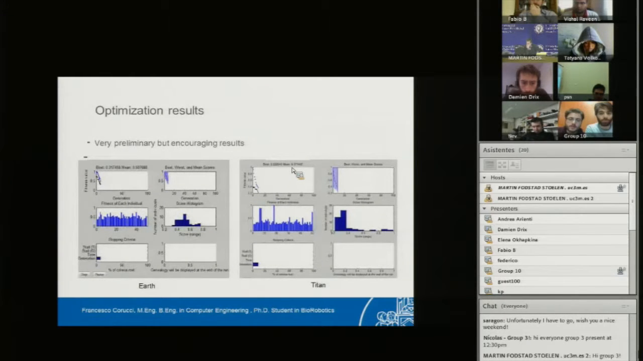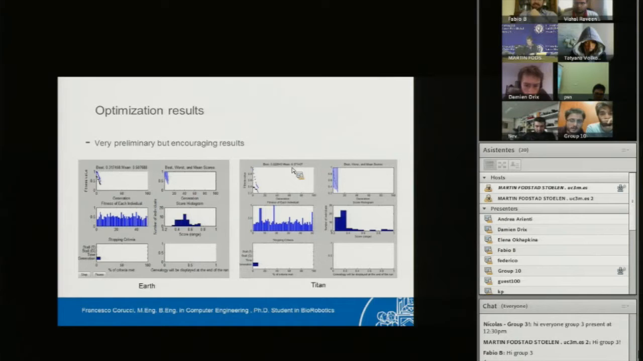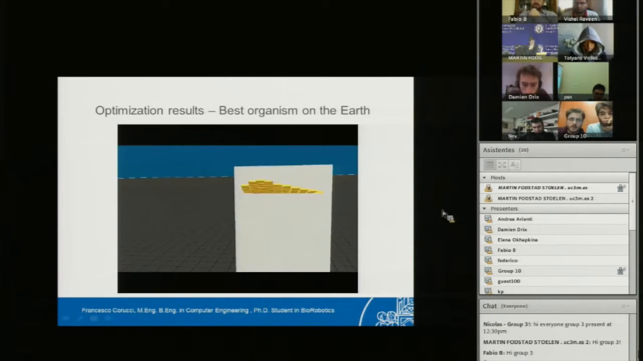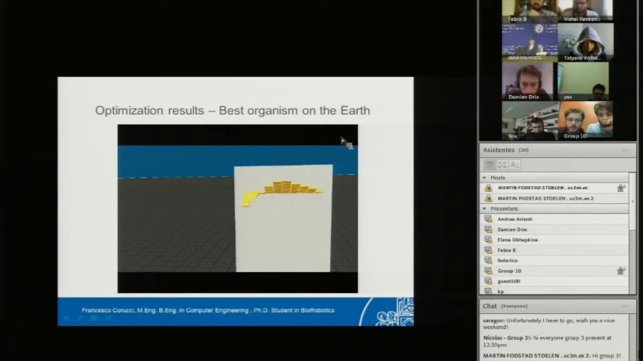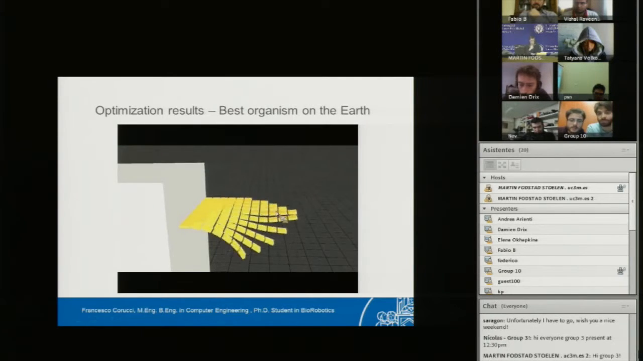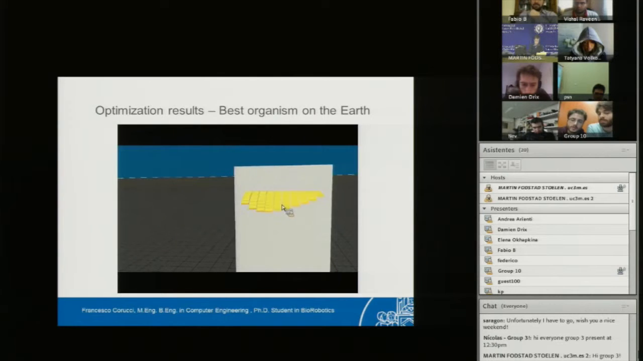So these results are really preliminary because unfortunately we ran out of time. This is a single run that we launched last night, quite late in the night. But the results are encouraging because we can see some kind of convergence, and we can observe the best evolved organisms. This is with the Earth parameters. So you can see that the behavior of the robot is quite natural. You can see both flapping and waving.